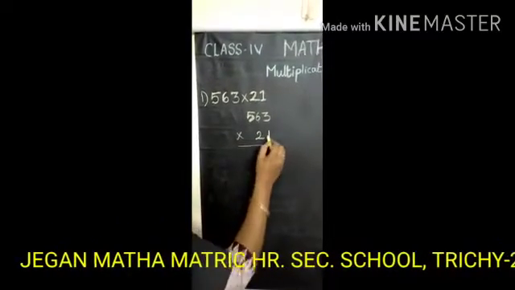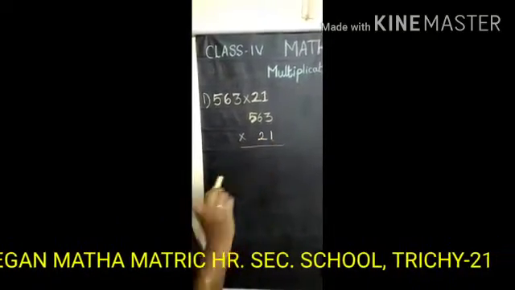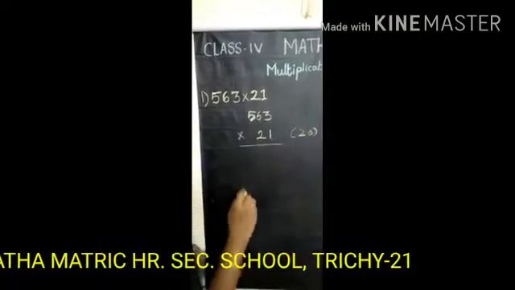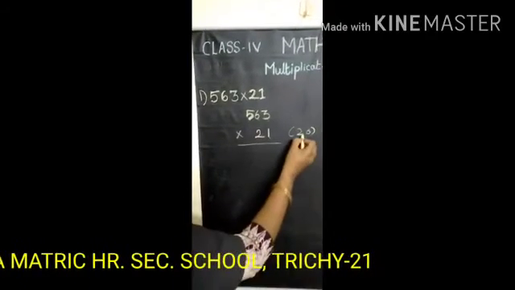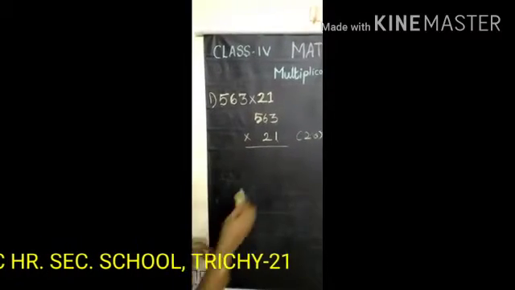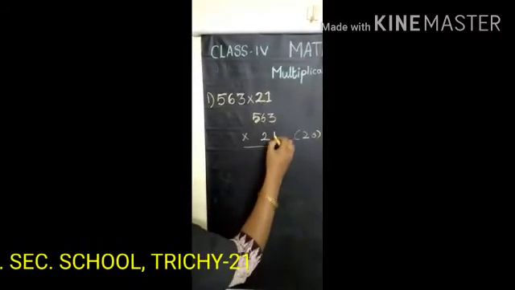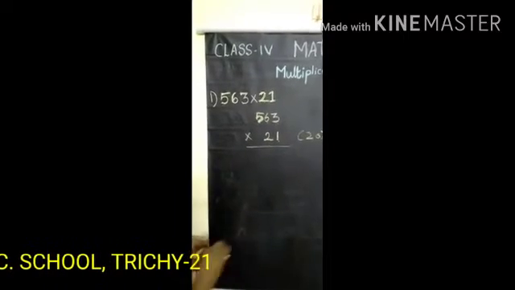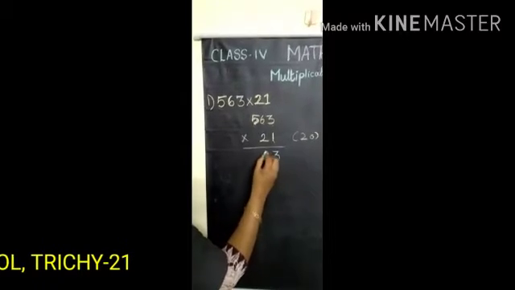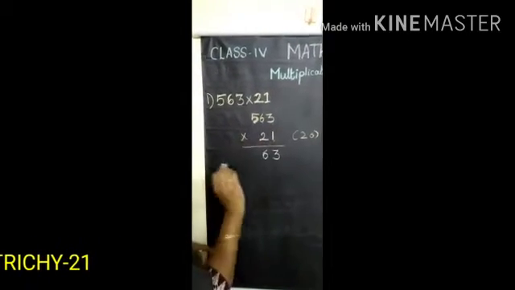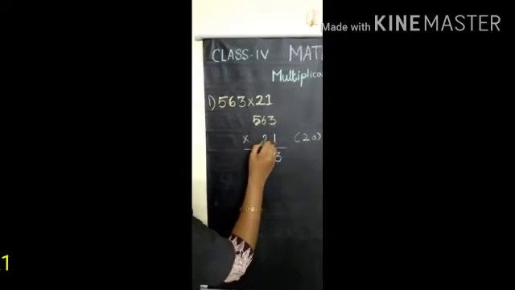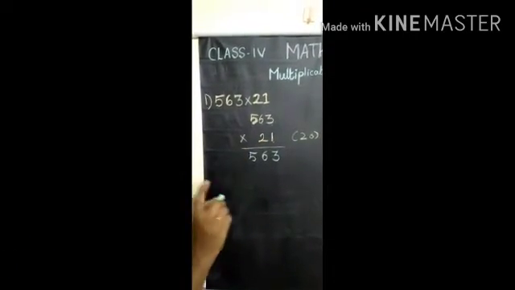That means 1 in the ones place, 2 in the tens place, which means 2 tens. That is 20. So you multiply 563 with 20. First the ones place: 1 3s are 3, 1 6s are 6, 1 5s are 5. You know that. Then move to the tens place.